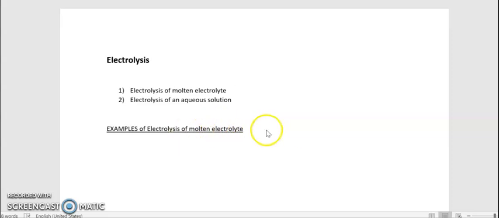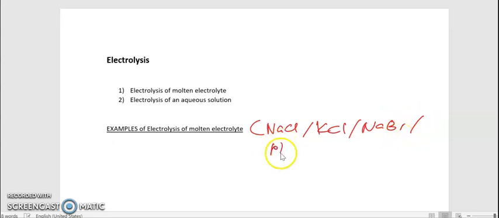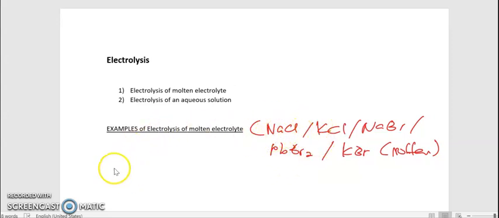For example, we have NaCl or KCl or NaBr or PbBr2 or KBr. So any ionic compound in molten conditions, meaning that the state symbol of this compound is liquid. For example, NaCl in liquid form.